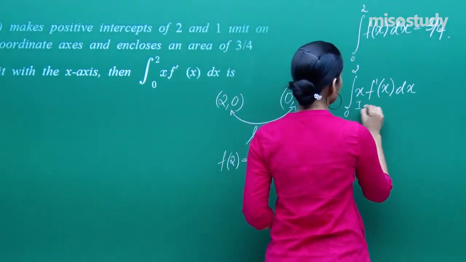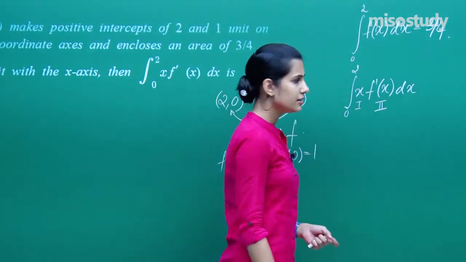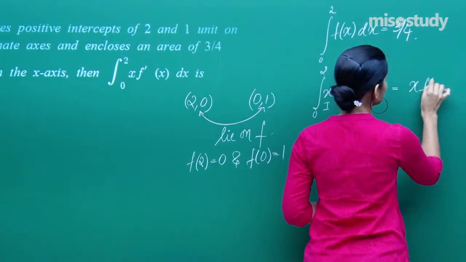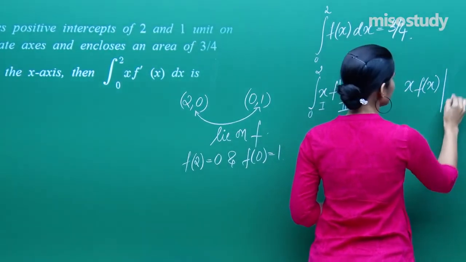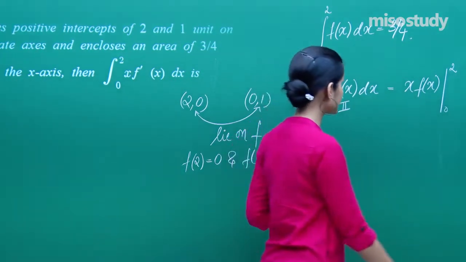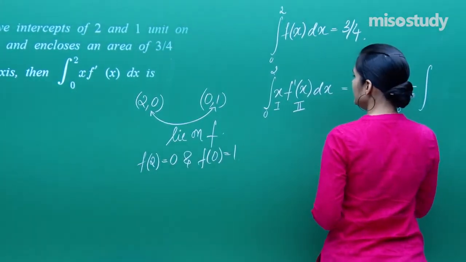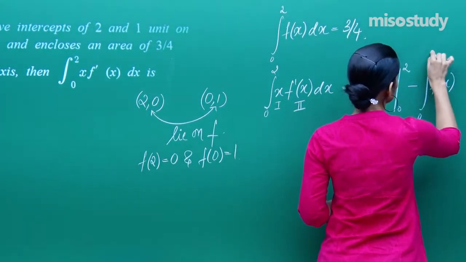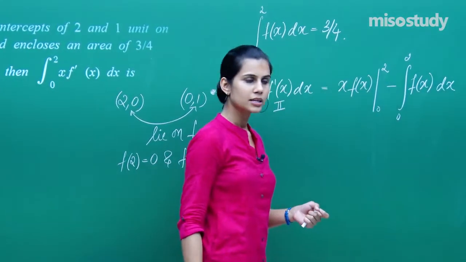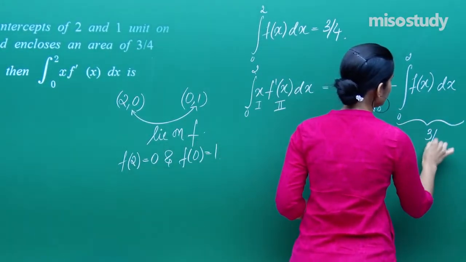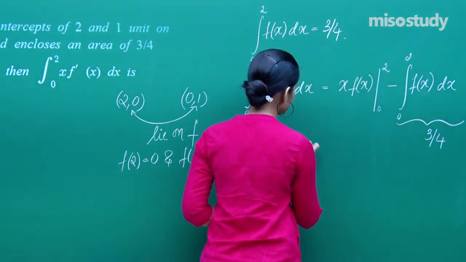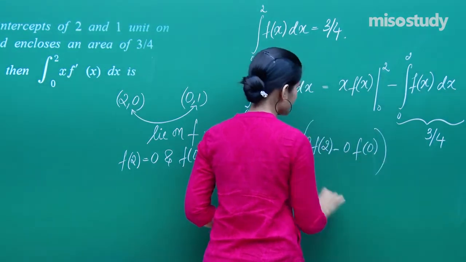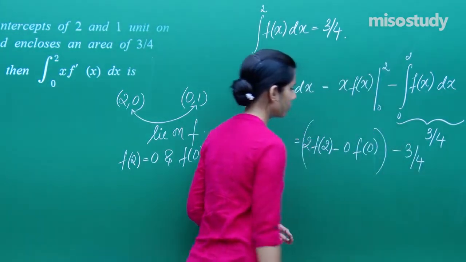Over here you can clearly apply integration by parts, right? And you can get first number into integration of second number from 0 to 2. So integration of f dash x will be f(x) minus integration of d by dx of first number, which is 1, into integration of second from 0 to 2. This term is given to you as 3 by 4 above. What is this? This is 2 into f of 2 minus 0 into f of 0 minus 3 by 4.